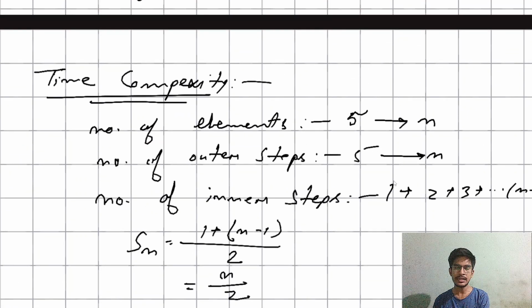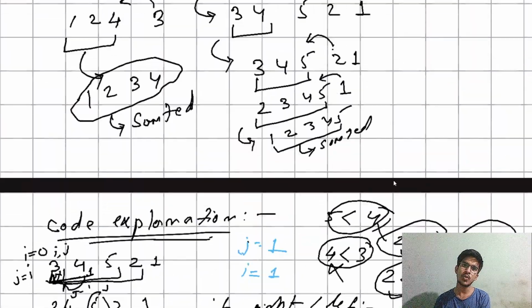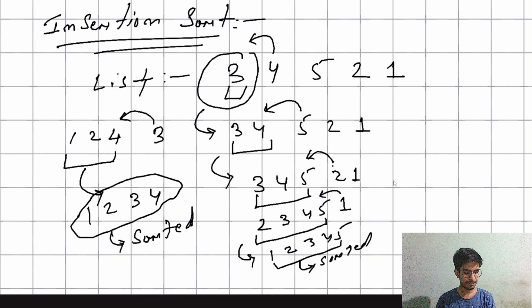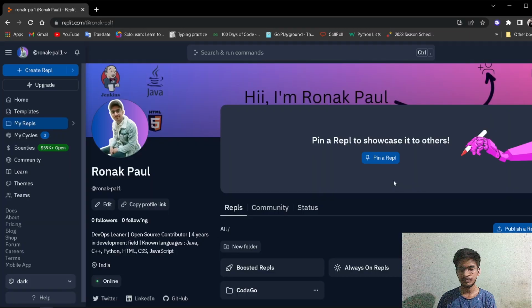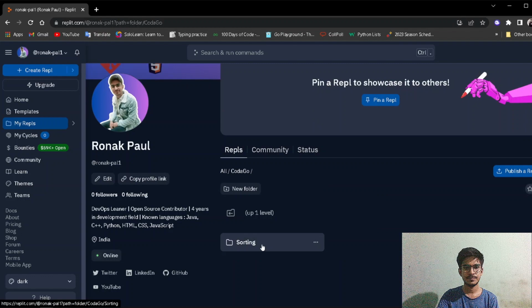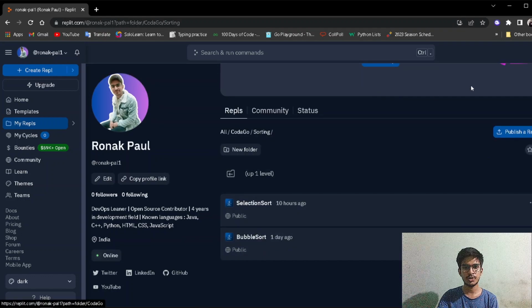I hope you understand the whole explanation of the insertion sort. Now let's jump into the code. Let's see what the implementation of the insertion sort is. Let's code it. Let's go to the Replit. Here we are. So let's open the CodeGo folder. Have you already done selection sort and bubble sort? If you want to check it out, you can do it.